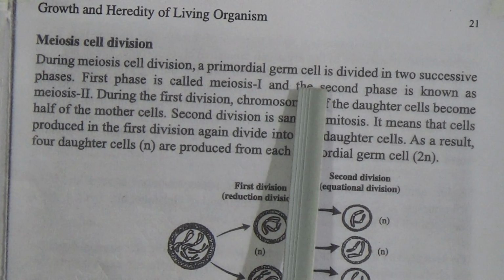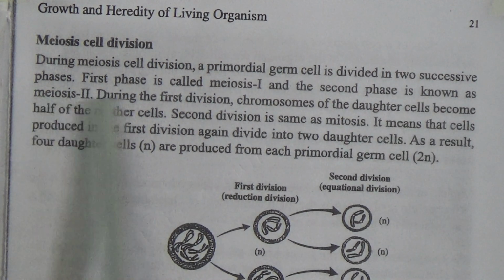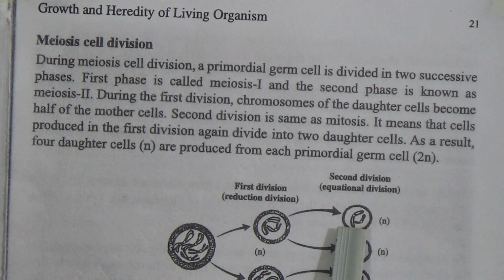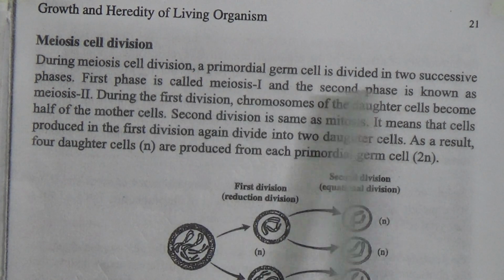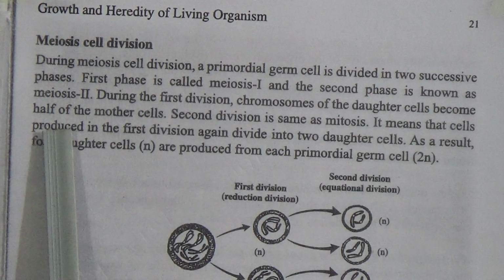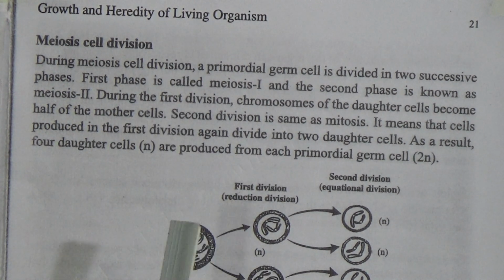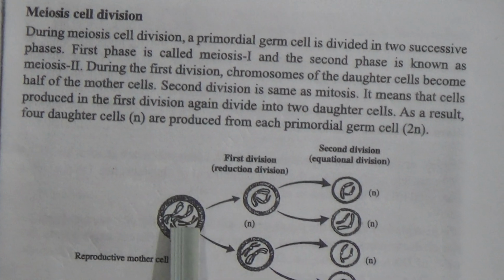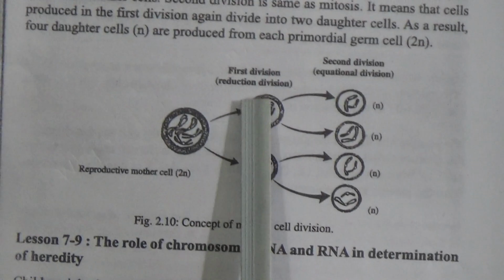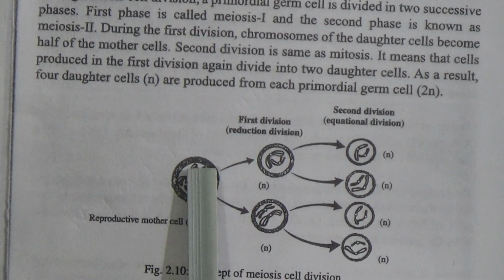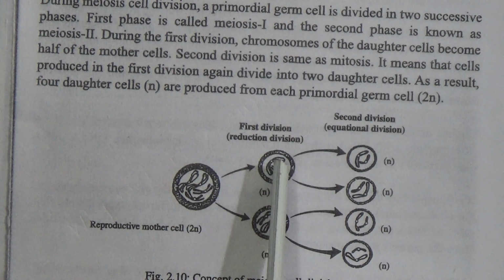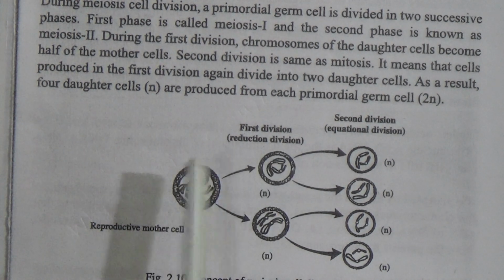the primordial germ cell is divided into two successive phases. The first phase is called meiosis 1 and the second phase is called meiosis 2, and during the first division, the chromosomes of the daughter cell become half of the mother cell. My dear students, follow this figure here. This is the reproductive mother cell, and after the first division, this is the reduction division. So after the first division, the chromosomes of the daughter cell become half of the mother cell.